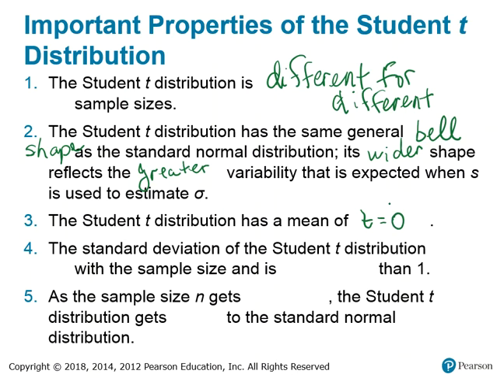Because I just said our standard deviation is going to be affected, our standard deviation with the sample size is greater than 1. As your sample size gets larger, the student distribution gets closer to normal. So those are just some of the qualities.